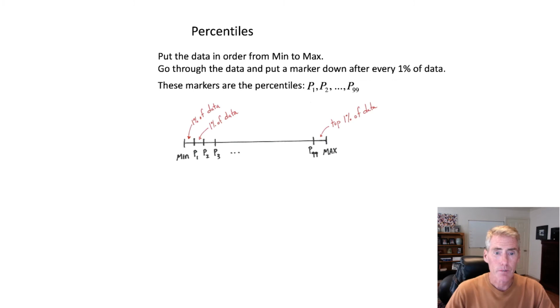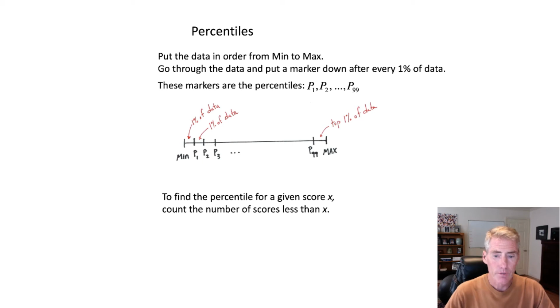And look, here's a picture. So here's the very smallest score, and then you go over until this is 1% of the scores. That's called P1, that marker right there, that line. And then in here is the next 1% of scores, and then that marker is P2, because in total this is 2%. And then 3%, etc. By the time you get up here, going between P99 and the maximum, that's the top 1% of scores.